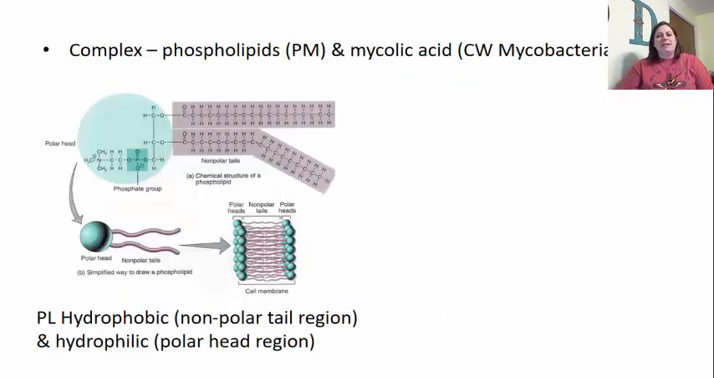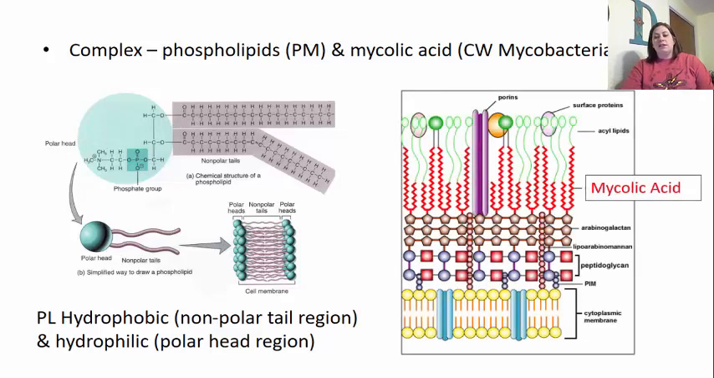Some more complex types of lipids are phospholipids. Phospholipids, if you'll recall, make up the plasma membrane of cells. We also see mycolic acid, which is going to be in the cell wall of some types of bacteria, specifically mycobacteria. When we look here, the phospholipid has a hydrophilic head, meaning it has an area that likes the water, and it has hydrophobic tails. The hydrophobic tails do not like the water, and this is where the lipid or fat is located.